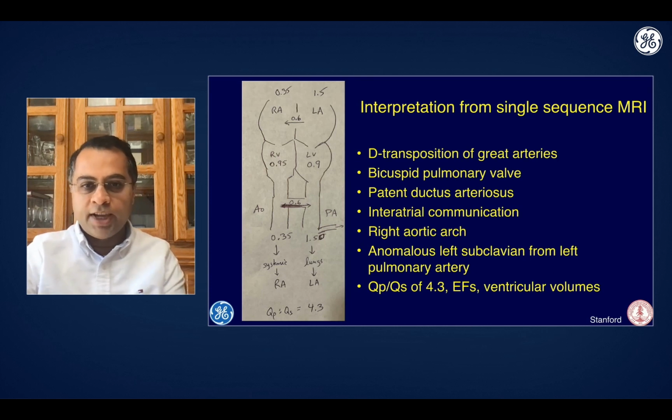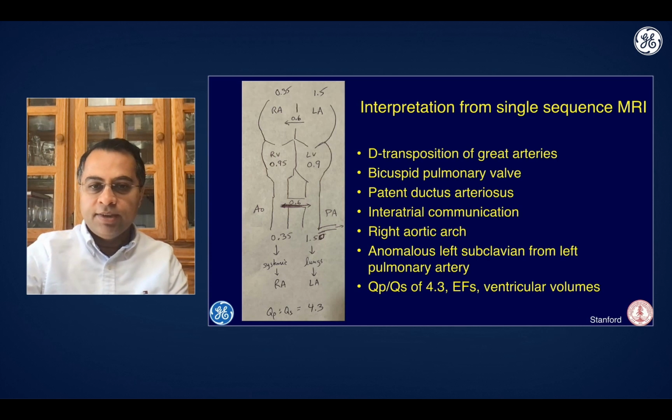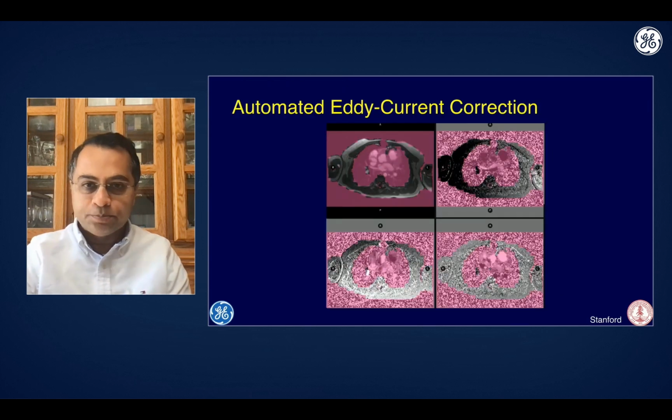Got a great look at the right aortic arch and the anomalous left subclavian, and also quantified the shunt ratio as 4.3 and gave ejection fractions in the ventricular volume. So very nice quantitative exam from a single sequence that just covered the whole chest and did not require dedicated technologist training in cardiac MRI.